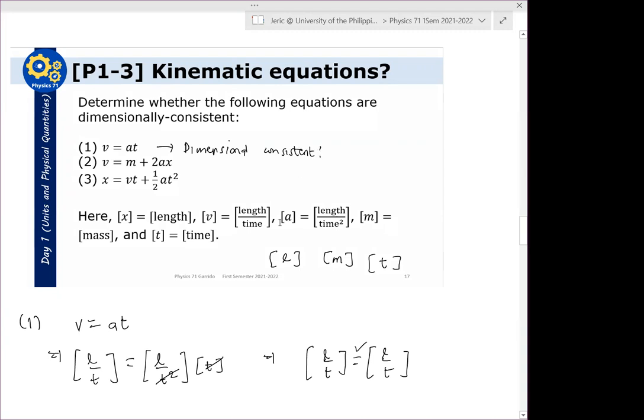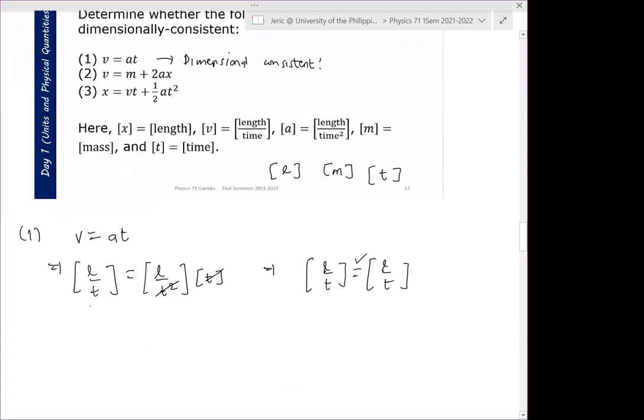Okay? Clear ba tayo doon? Yes, sir. Okay, so this is dimensionally consistent. The first item is dimensionally consistent.